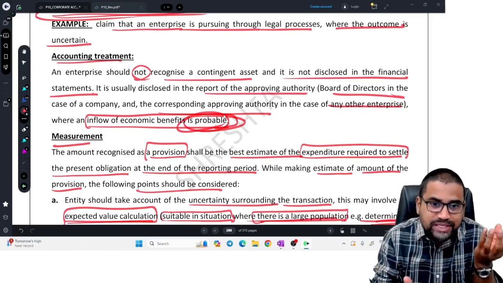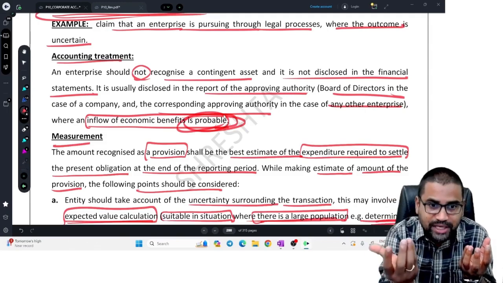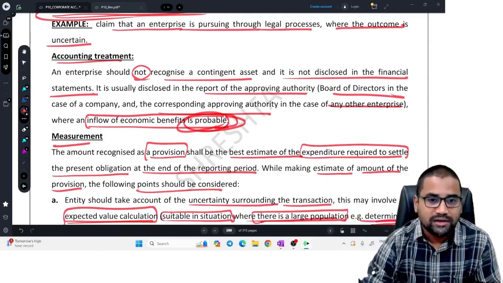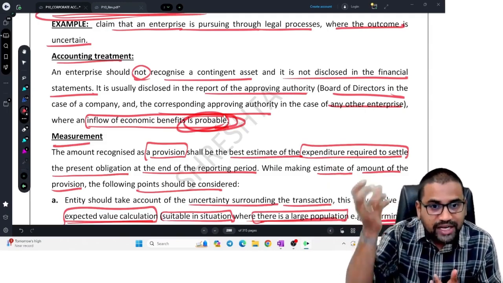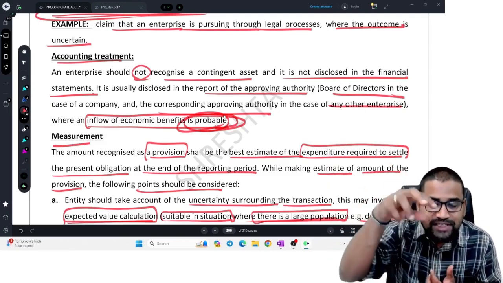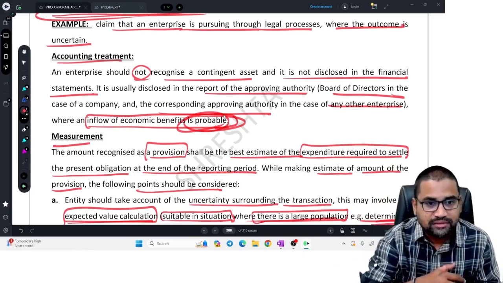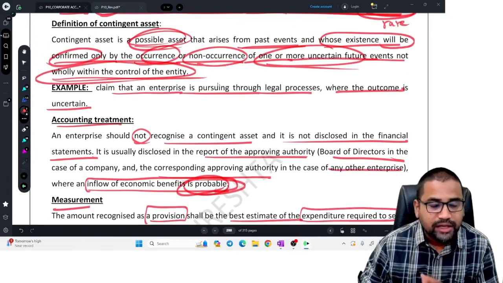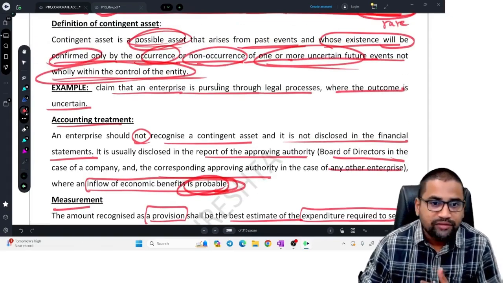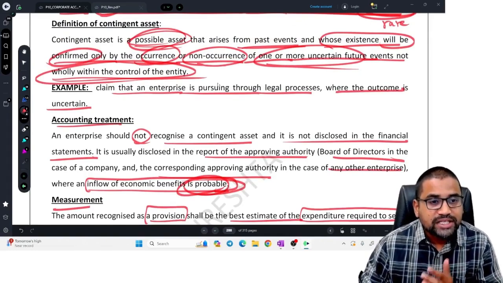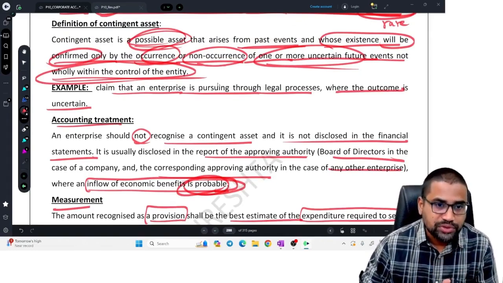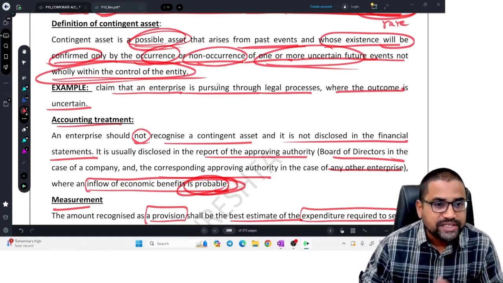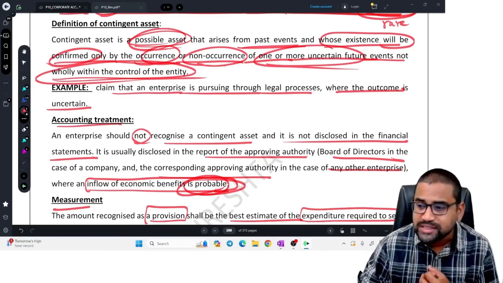That means as of now it is a possible obligation. In future it becomes a present obligation and it results in outflow of resources. Then it will come in the notes. As of now it is only a contingent liability. Now the same treatment applies to a contingent asset: don't recognize it, not even in notes to accounts. But contingent assets may be disclosed in the board of directors' report if the inflow of economic benefits is probable.